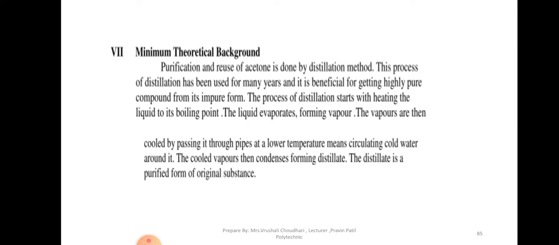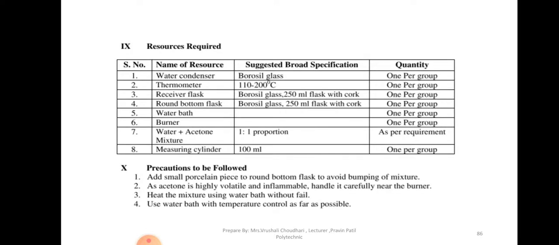The liquid evaporates, forming vapor, and then this vapor is cooled by passing through a pipe at lower temperature, that is, circulating cold water or decreasing the temperature to cool it down. The cooled vapor then condenses, forming distillate. The distillate is a purified form of the original substance.